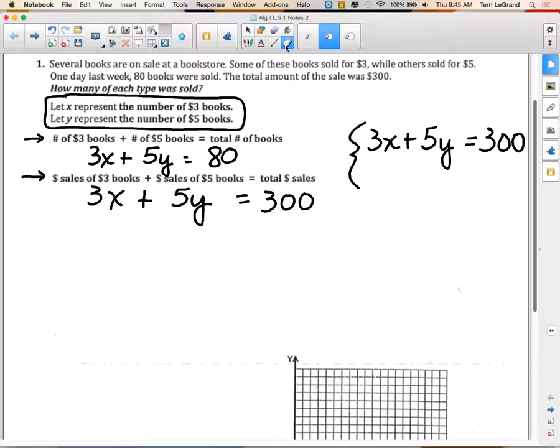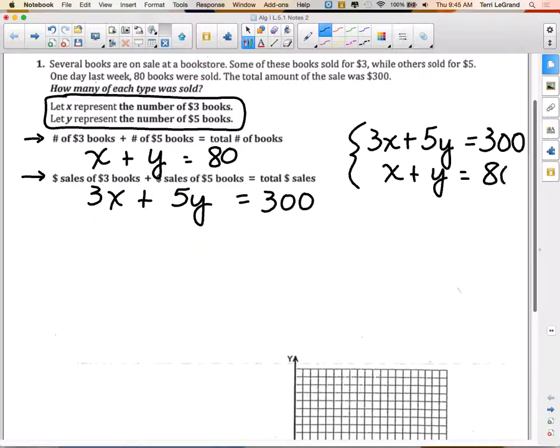What we need to do is make this the number of $3 books. We called it x right up there. Plus the number of $5 books, y. We called it that right away in the beginning. Books plus books equals books, 80 books. So our other equation is x plus y equals 80.